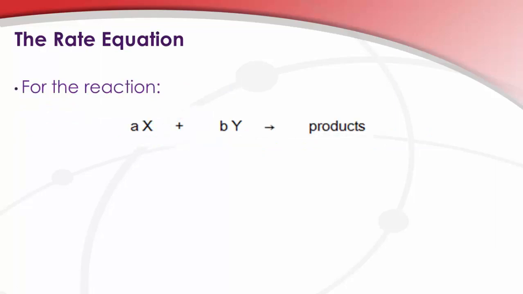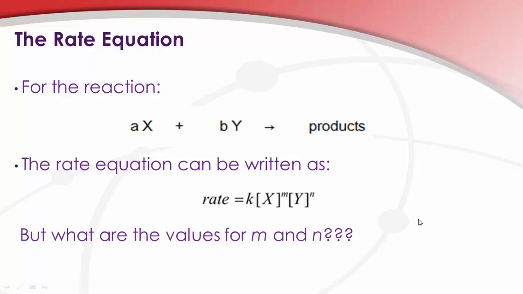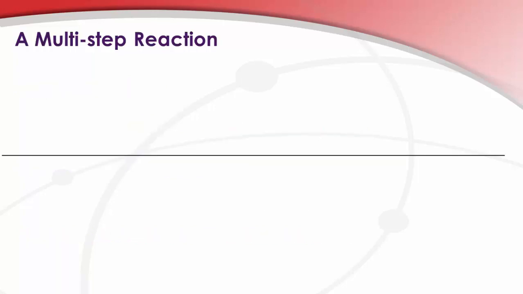So our rate equation, if we take a given reaction, if we take the reaction of X and Y with the stoichiometric terms of A and B, moving to some products, the rate equation can be written as the rate is equal to some constant times the concentration of X to an exponent times the concentration of Y to an exponent. And the obvious question that comes up right away is, well, yeah, but what are the values for M and N? And in fact, that's the subject of the rest of our discussion today.